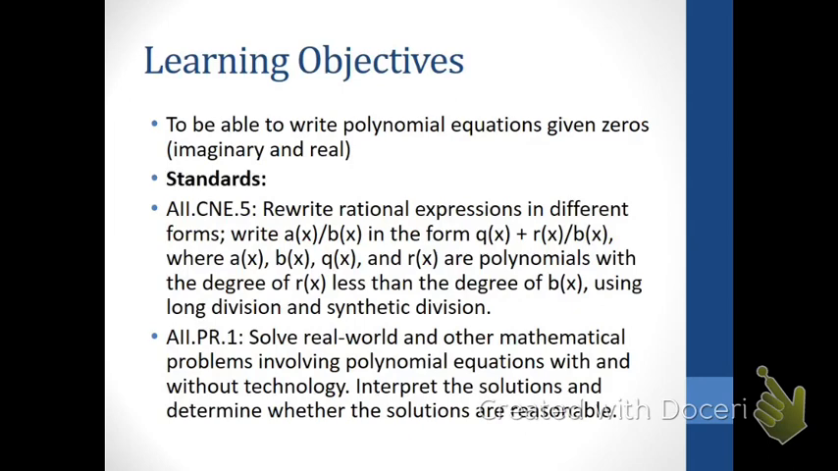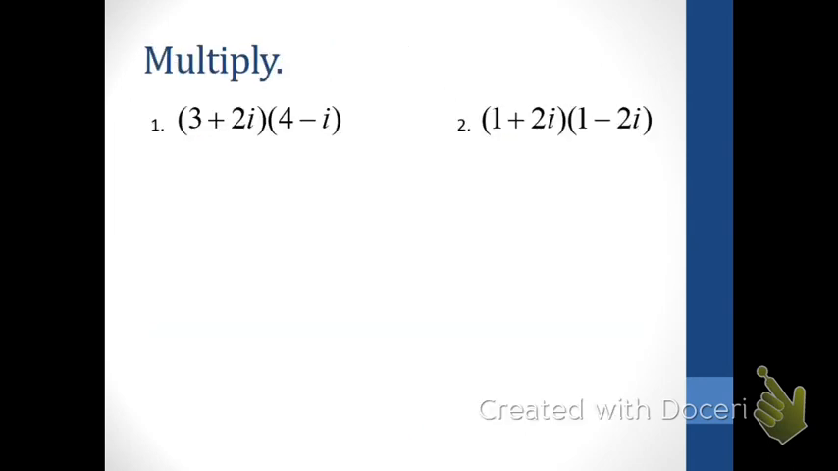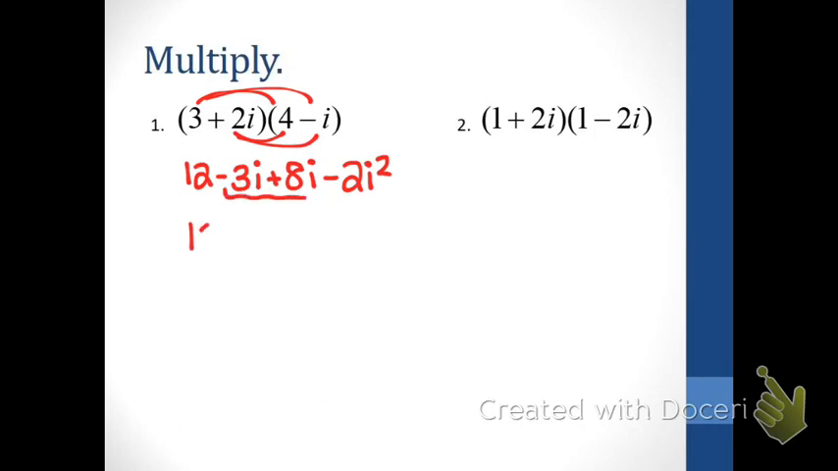work backwards. Okay, so to start, we need to review a little bit. I'm going to do the first one with you. These are complex numbers, so they're a mixture of real numbers and imaginary numbers. And what we need to do is multiply these together. So we have to double distribute, or some teachers call it FOIL, and we get 12 minus 3i, then plus 8i, minus 2i squared. We can combine our like terms that are in the middle.